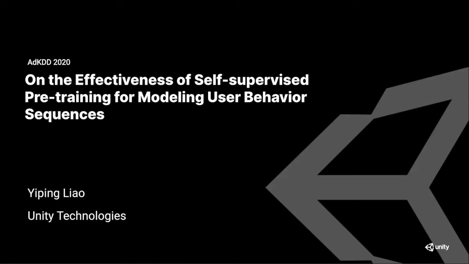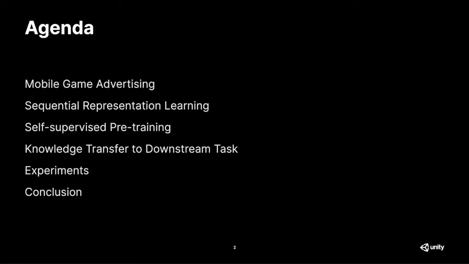I'll be presenting our work on the effectiveness of self-supervised pretraining for modeling user behavior sequences. This is the agenda for this presentation. I will quickly introduce the Unity game advertising solution, and then I will put the focus on the sequential learning and introduce the self-supervised pretraining scheme. Next, I will show how the pretraining network is integrated in the downstream task, which is conversion prediction. Finally, I will discuss the experiment and conclusion.